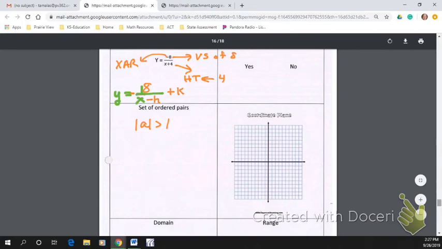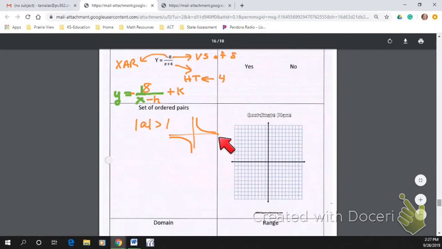So the parent function for the reciprocal on your parent function sheet looks like this. We've got to take that picture and move it left 4, flip it upside down, and stretch it by 8. We're just going to kind of guess on the stretch part of it. So it's going to be in quadrant 2.